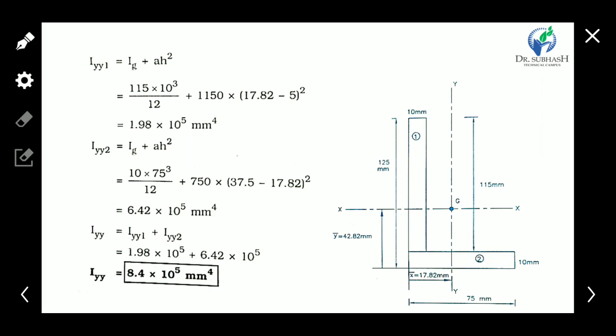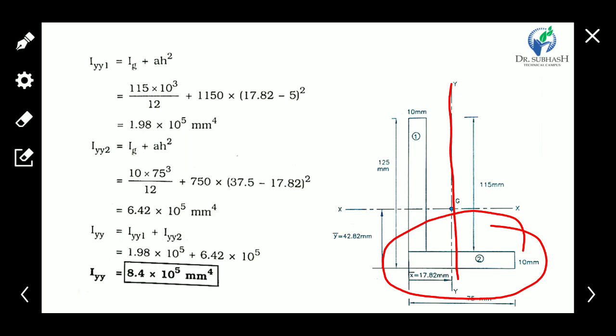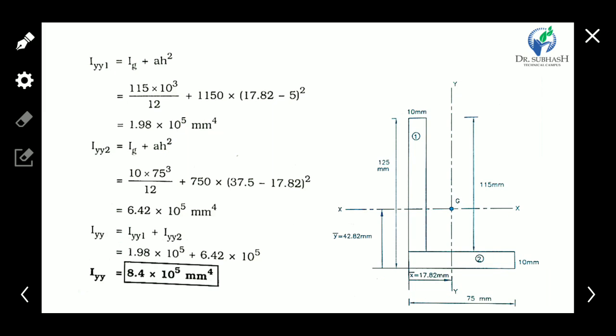Now we have to find out the moment of inertia about y axis for the second element. So use the parallel axis theorem. First of all, Ig is the moment of inertia about the center of gravity for the second element. It's defined by db cube by 12. What is the d? d is the depth, 10, and b is the breadth, 75 mm cube upon 12. So Ig is there.